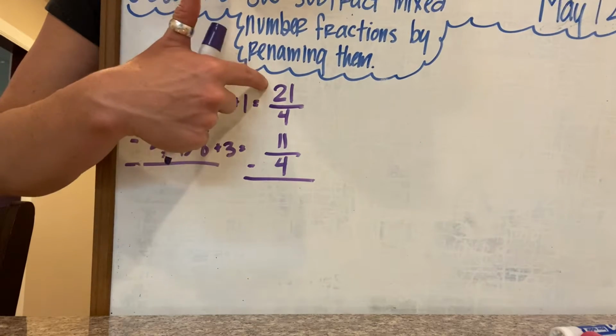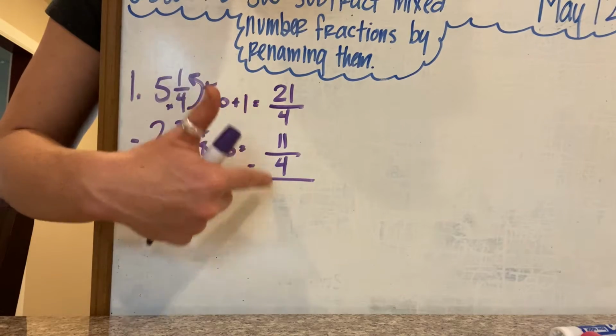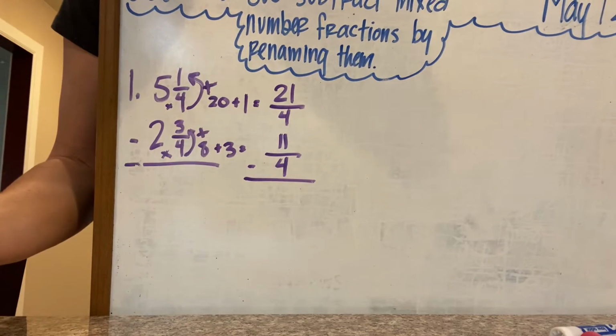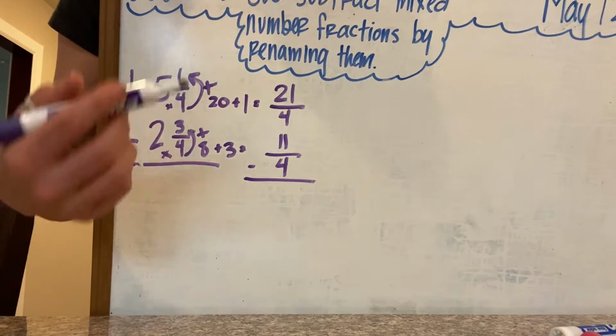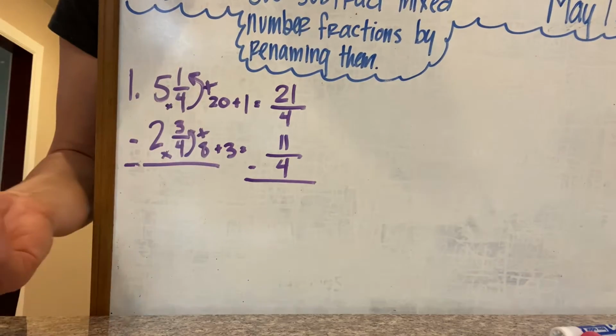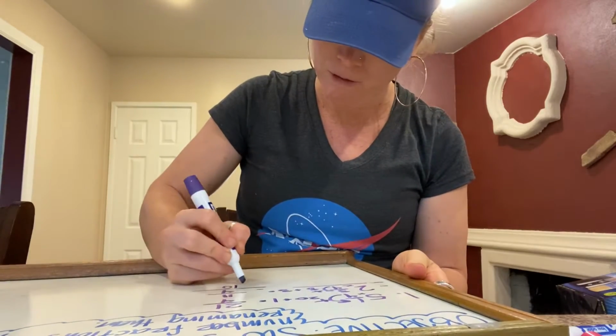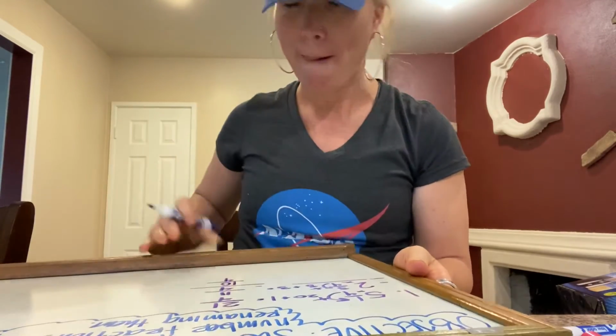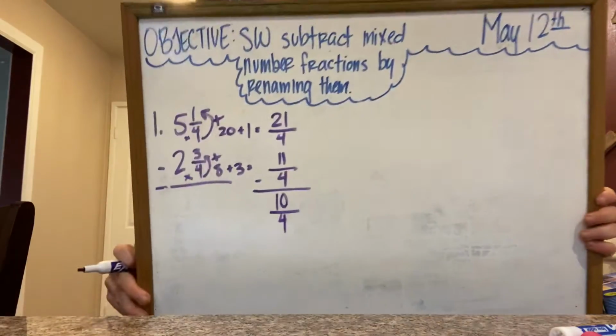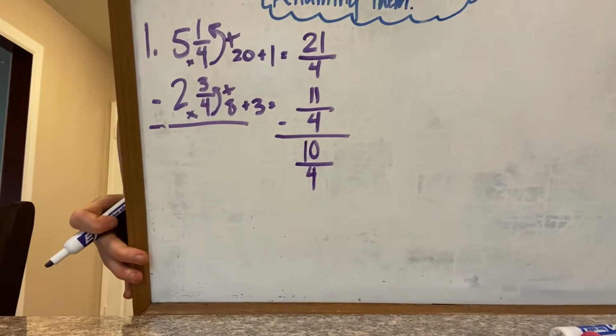From here, because the denominator is the same, it remains the same in the answer. So 21 minus 11 is 10. The answer would be 10/4. I'll write that now. Again, you guys can stop and rewind as you need to. So there's your answer, 10/4.